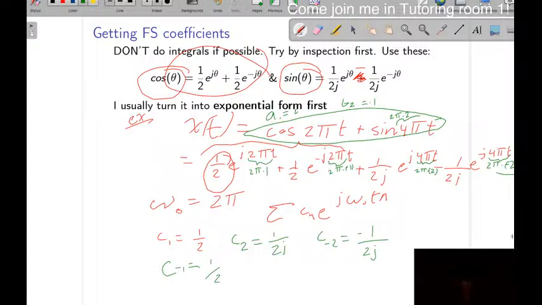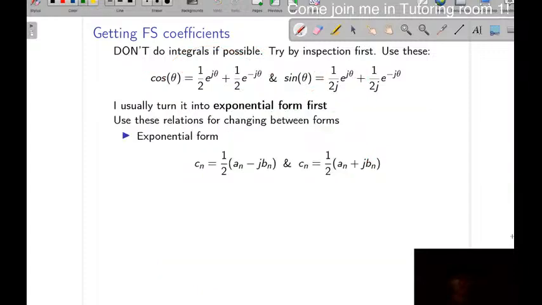This works by inspection. But if we have the Fourier series in one form, say the exponential form first, which I really like, we can actually turn it into the trig form. So let's say we have the trig form and we needed the exponential form. Then we could actually derive that.